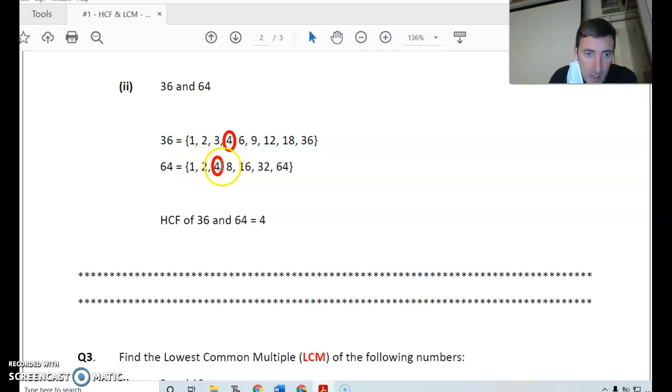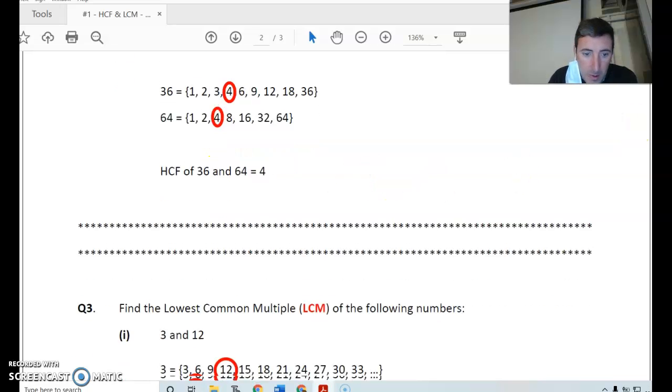64, similarly, quite a large number of factors here: 1, 2, 4, 8, 16, 32, 64. As we can see in a question like this, 1 is a common factor, 2 is a common factor, but the highest common factor between 36 and 64 is in fact 4.